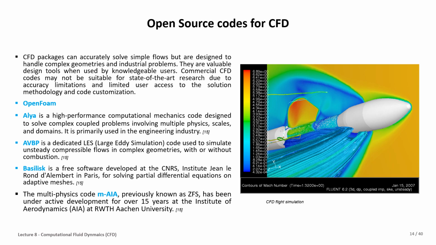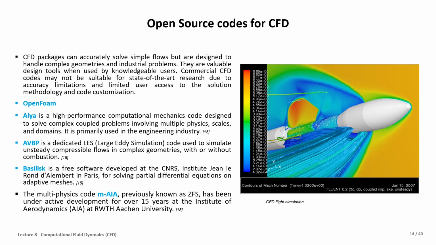Also, the RBP is a dedicated LES, large eddy simulation. We will talk about the large eddy simulation in the next lecture. Large eddy simulation is one of the approaches used in CFD for turbulent flow problems. And as you can see here, this code is also used to simulate unsteady compressible flow in complex geometry, with or without combustion. The other one is Basilisk, a free software developed at the CNRS Institute Jean le Rond d'Alembert in Paris for solving partial differential equations on adaptive meshes.